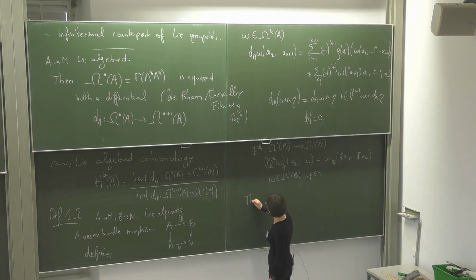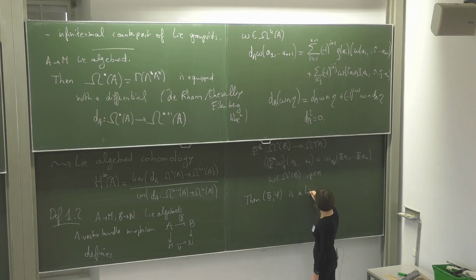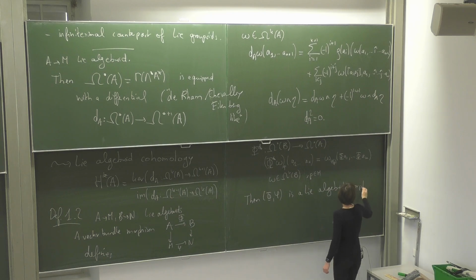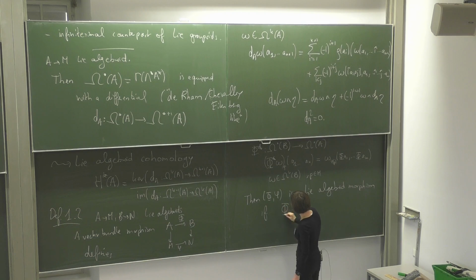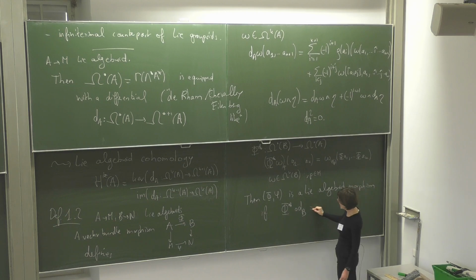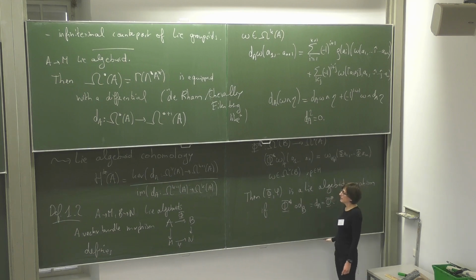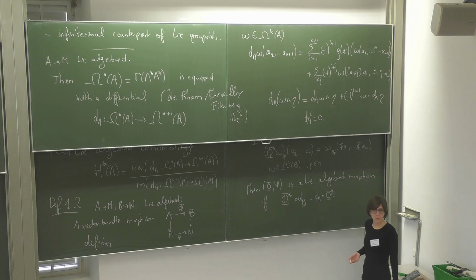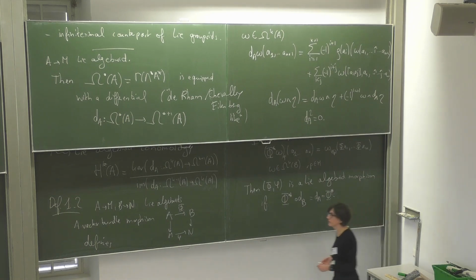And then phi with its base map is a Lie algebroid morphism if it induces a cochain map. Right? So if phi star composed with the Lie algebroid differential of B is the Lie algebroid differential of A composed with phi star. Right, so if you have a cochain map, then you have an induced map in cohomology.